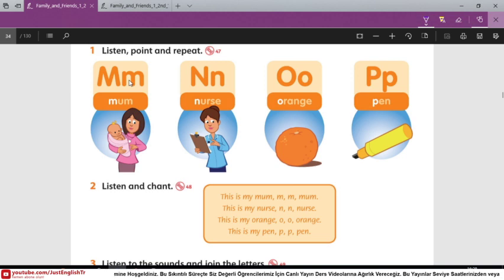Capital letter, small letter. For example, capital letter, small letter. This is N. This is O. This is P. Okay. Mom. How can we spell it? Let's spell it. M-U-M. So this is the spelling. I'm spelling the word now. Let's spell these. N-U-R-S-E.